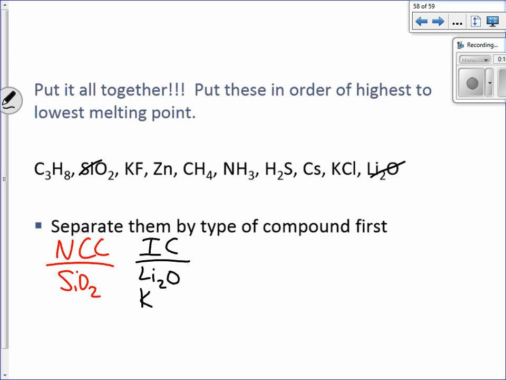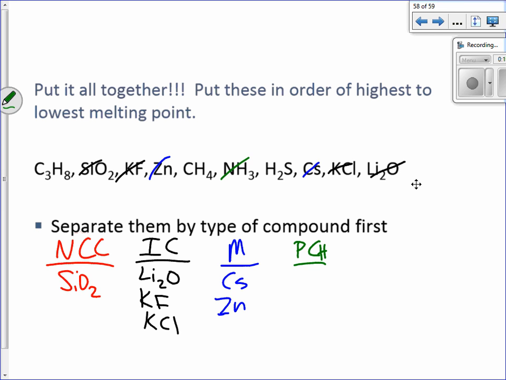KF, KCl. What about metals? And polar covalent with hydrogen bonding. Anything up there polar covalent with hydrogen bonding? H3, good. That's H bonding, yes. Okay, and now we have just polar covalent, no H bonding. Anything polar up there that's not having hydrogen bonding?